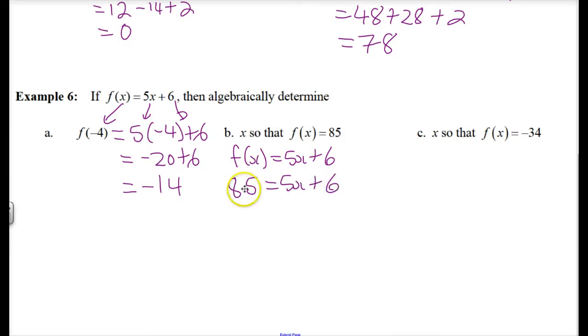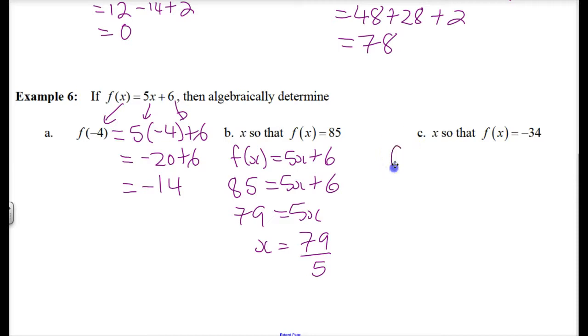I subtract 6 from both sides, so that's 79 is equal to 5x, and I divide 79 by 5. Since that's not a multiple of 5 and 5 is prime, the answer is 79 over 5, unless they ask us to round it.